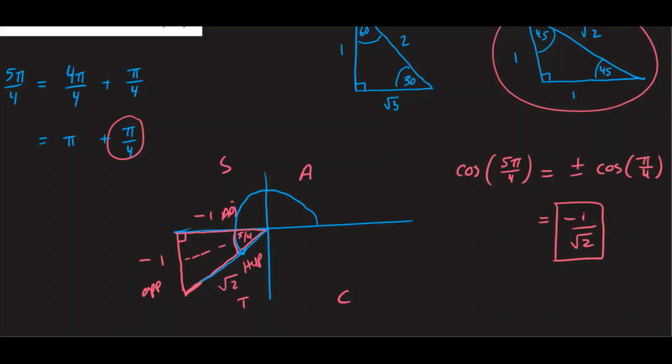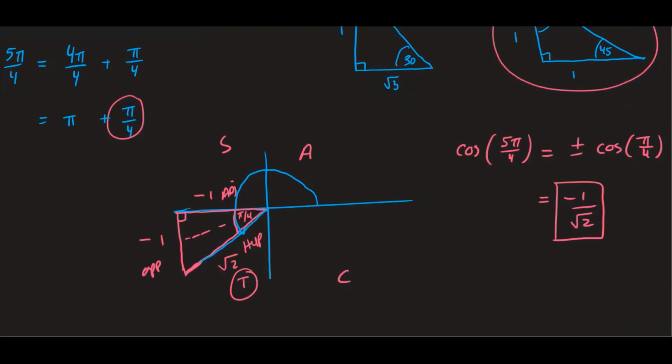And you see how we got the negative sign just by labeling the right triangle and giving it a negative symbol because it's in the third quadrant. Or if you were to use ASTC, only tangent and cotangent are positive in the third quadrant. So that means cosine will get a negative sign. So you can also think of it that way.